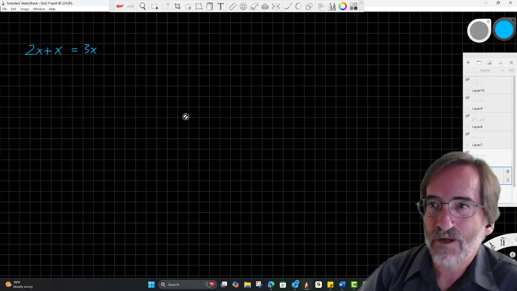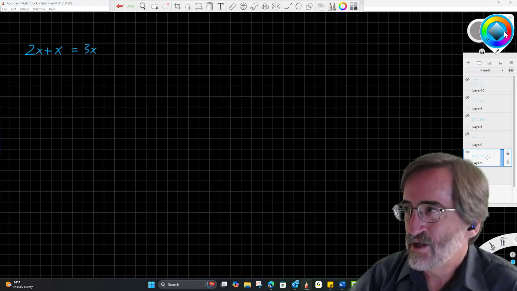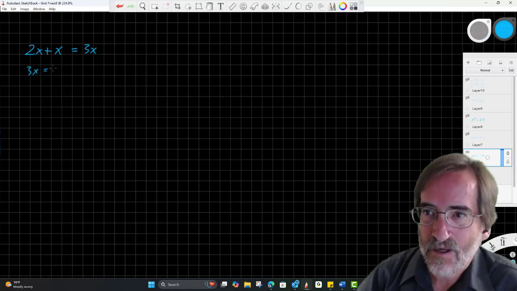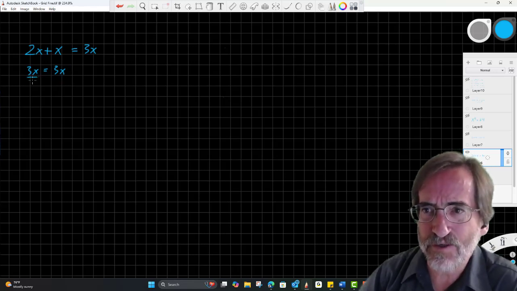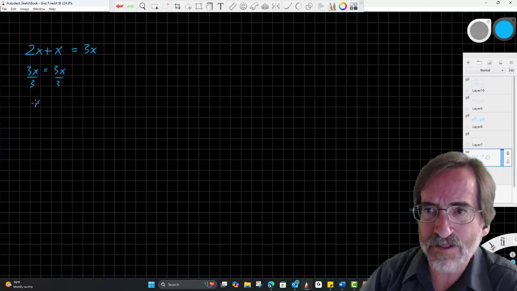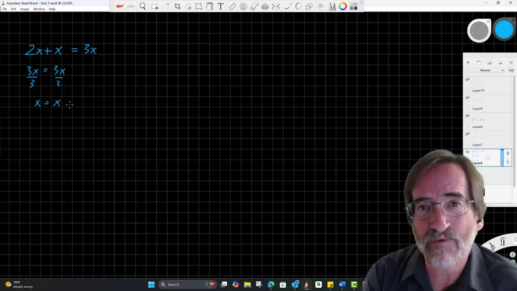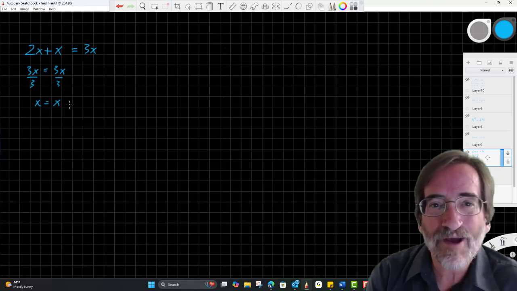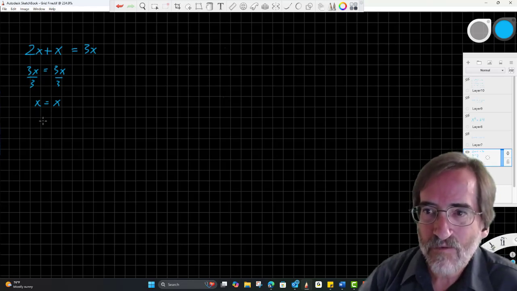Okay, next example. I've got this equation, 2x plus x equals 3x. And if I try to take the steps to solve this, 2x plus 1x is 3x. 3x equals 3x no matter what. In fact, if I wanted to, I could divide everything by 3 and get x equals x. And yeah, of course, x equals x. If x is 5, 5 equals 5. If x equals 2, then 2 equals 2. If x equals a million, a million equals a million. No matter what value x takes, it is true. And so we indicate this by the solution set of all real numbers.